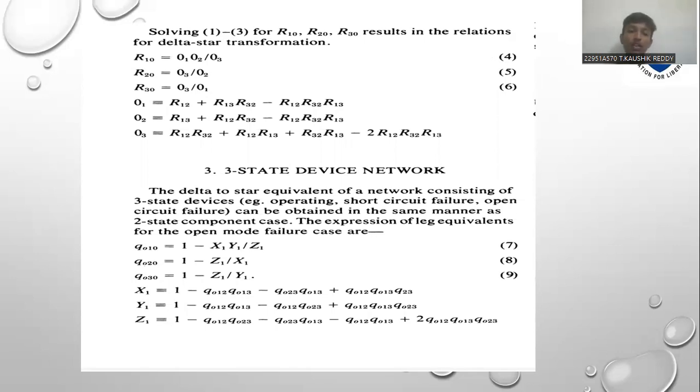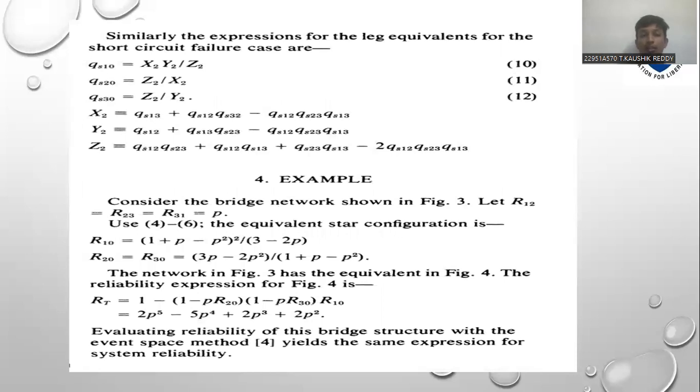Three-state device network. The delta to star equivalent of a network consisting of three-state devices, for example, operating, short circuit failure, open circuit failure, can be obtained in the same manner as the two-state component case. The expressions of leg equivalence for the open mode failure case are Q010 is equal to 1 minus x1 y1 by z1, Q020 is equal to 1 minus z1 by x1, Q030 is equal to 1 minus z1 by y1, x1 is equal to 1 minus Q012 Q013 minus Q023 Q013 plus Q012 Q013 Q023, etc. Similarly, the expressions for the leg equivalence for the short circuits are given as follows.